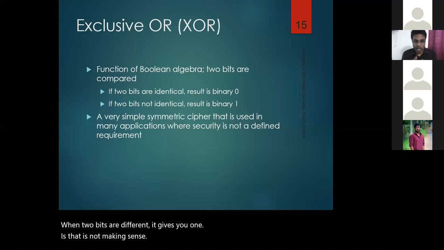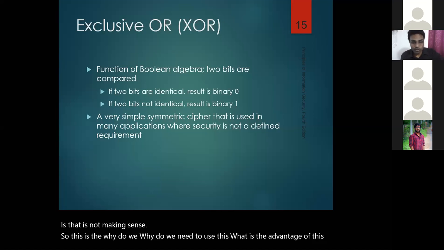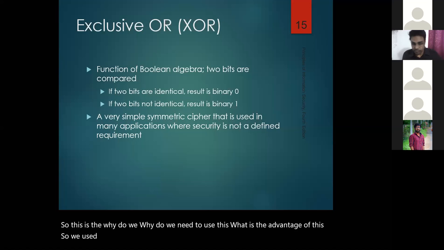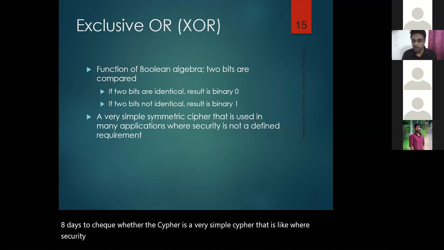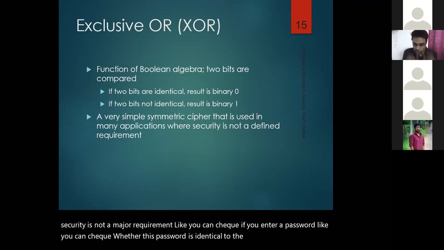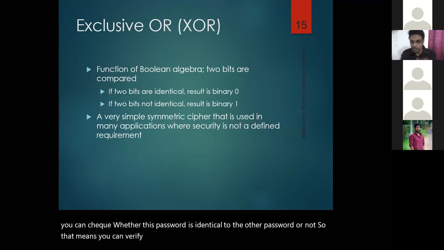So why do we need to use this? What is the advantage of this? We use XOR gates for a very simple cipher where security is not a major requirement. For example, if you enter a password, you can check whether it is identical to the other password or not. You can verify each and every letter and then check. That is the advantage of an exclusive OR gate.